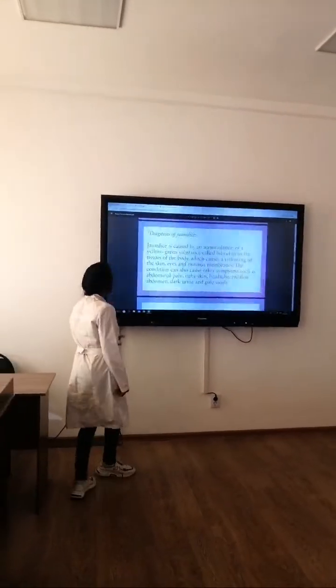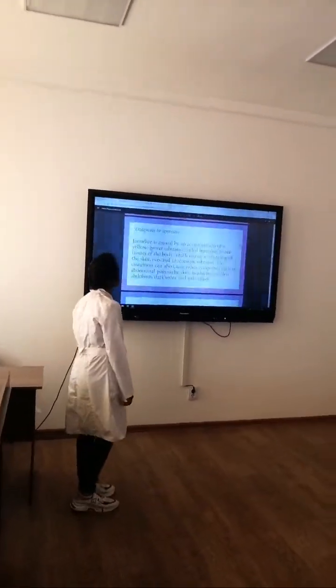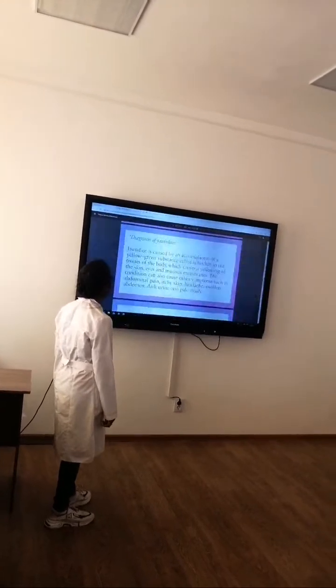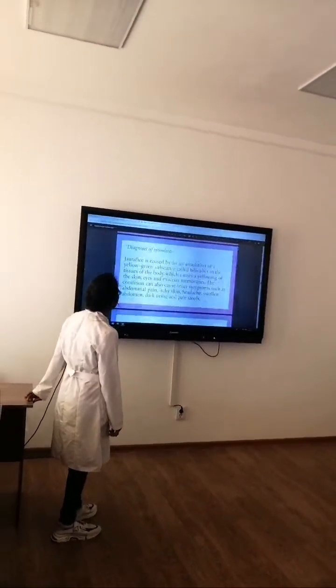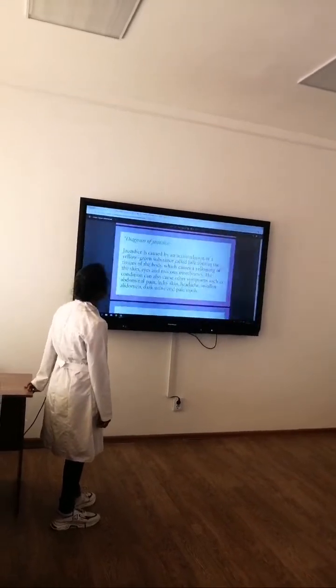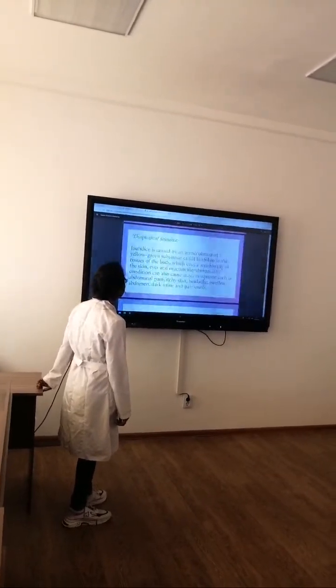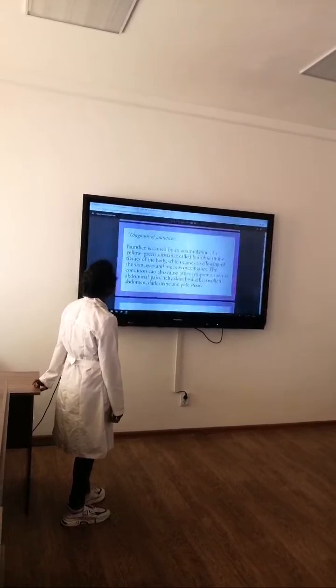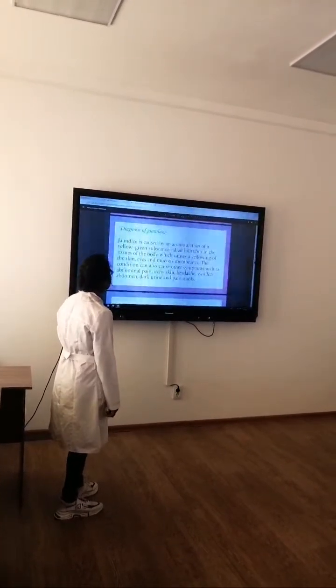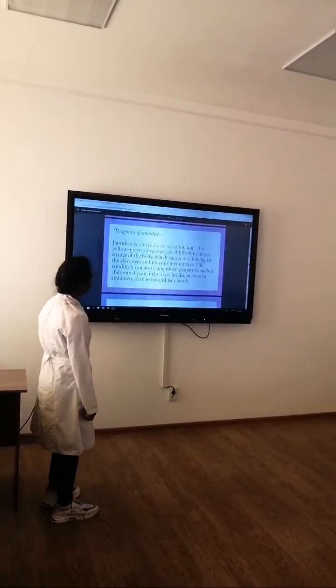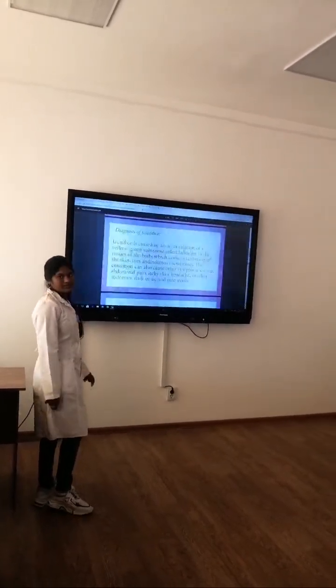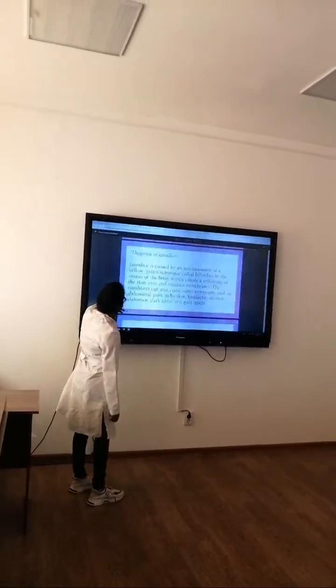Diagnosis of jaundice. Jaundice is caused by an accumulation of a yellow-green substance called bilirubin in the tissue of the body, which causes a yellowing of the skin, eyes, and mucous membrane. The condition can also cause other symptoms such as abdominal pain, itchy skin, headache, swollen abdomen, dark urine, and pale stools. Okay. Next.